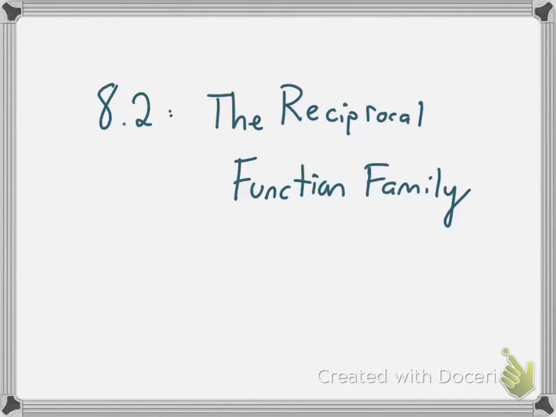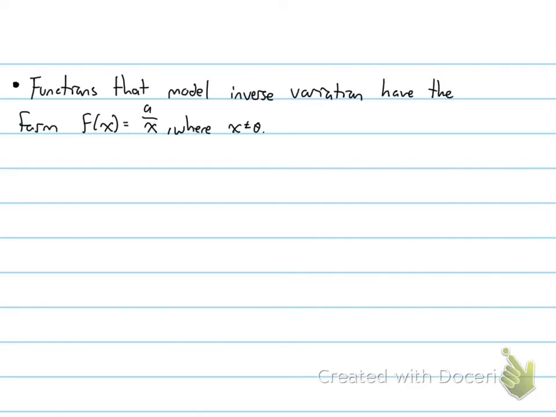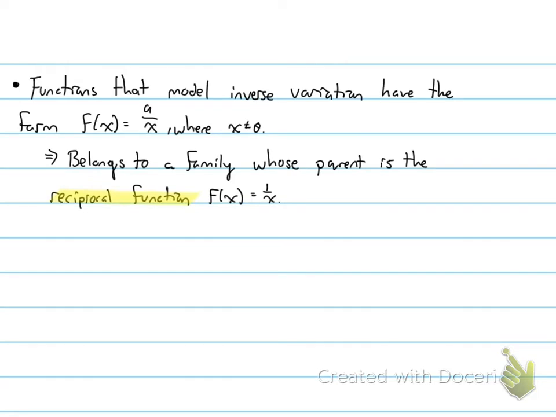In section 8.2, we're going to be looking at a new family of functions called the reciprocal function family. So functions that model inverse variation have the form f of x equals a over x, where x cannot be 0 because, as we know, that would be undefined. These functions belong to a family whose parent function is the reciprocal function, which we talked about yesterday, which is f of x equals 1 over x.